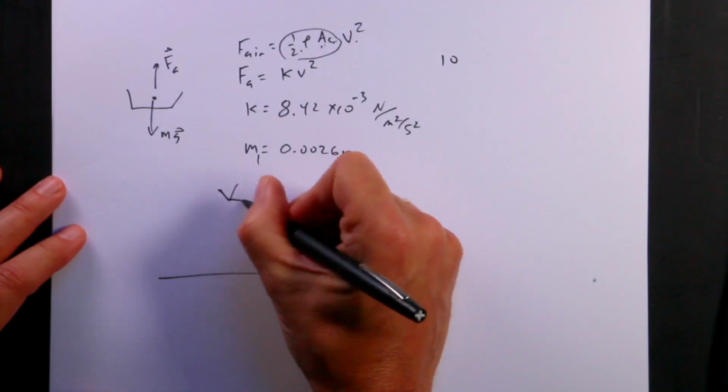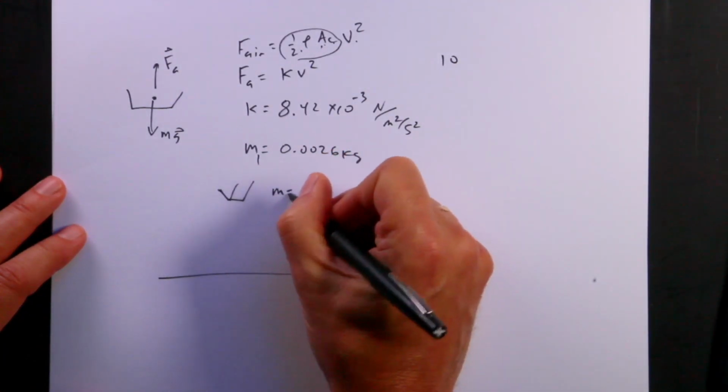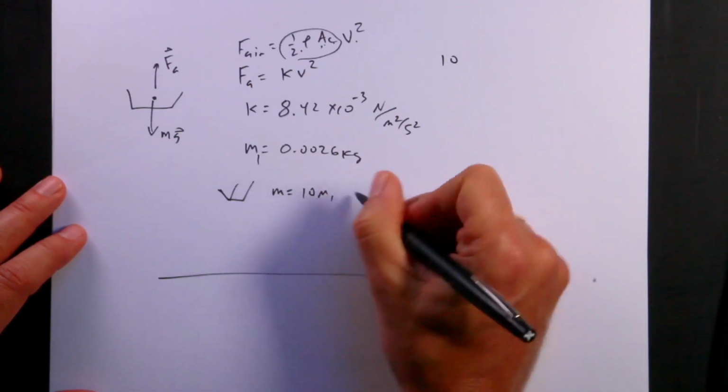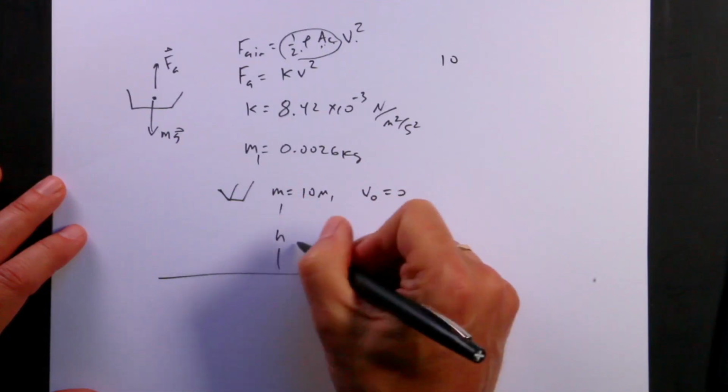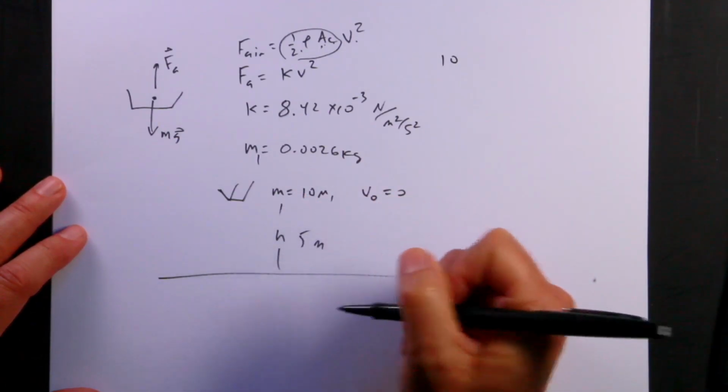That's not a coffee filter, that's a coffee filter. M equals 10 M1, V0 equals 0, and let's say this H is 5 meters. Okay, so pretty high, right?